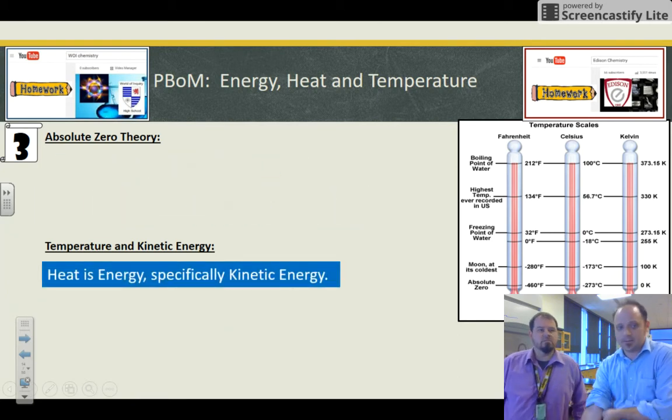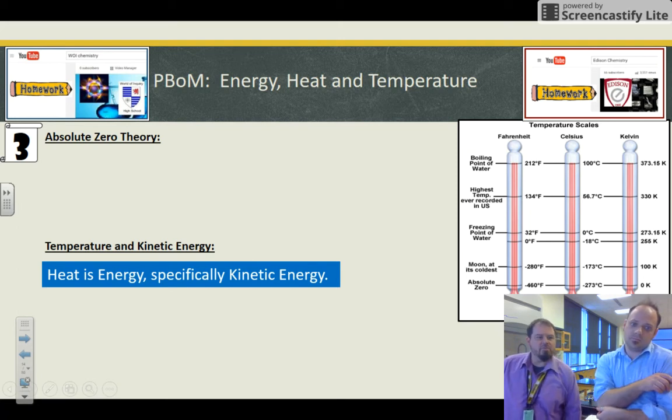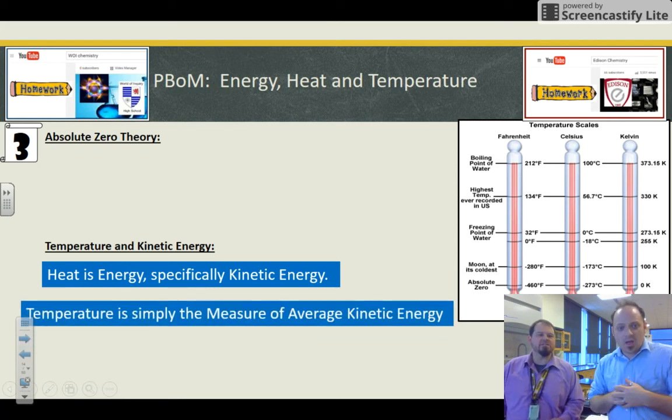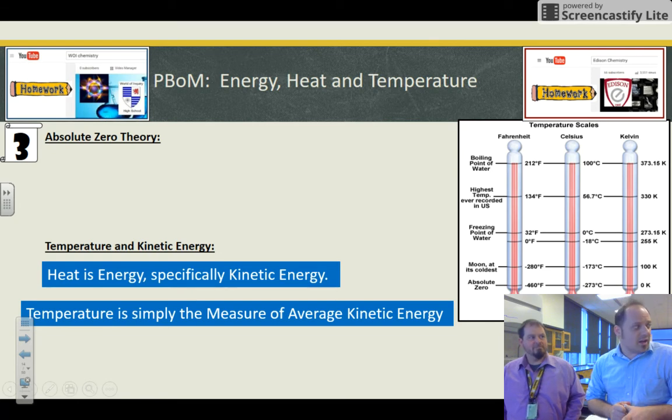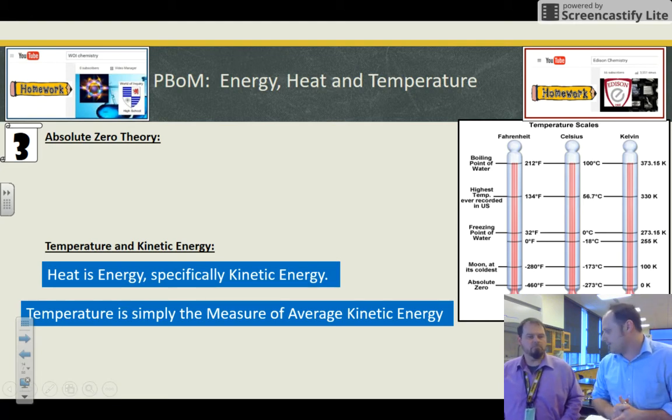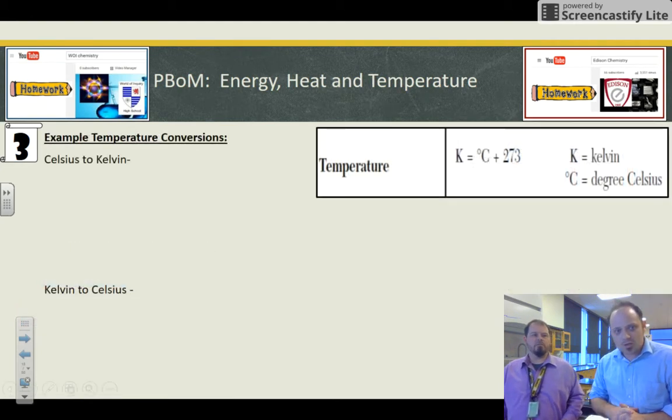Right. Exactly. So temperature and kinetic energy, remember, heat is energy. So in this case, specifically kinetic energy. Yep. Heat is energy. Say it with us now. And temperature is simply the measure of that average kinetic energy. So it's measuring heat with a degree, but degrees are not the same as heat. Correct. It's an indirect measurement technique. Yes, it is.